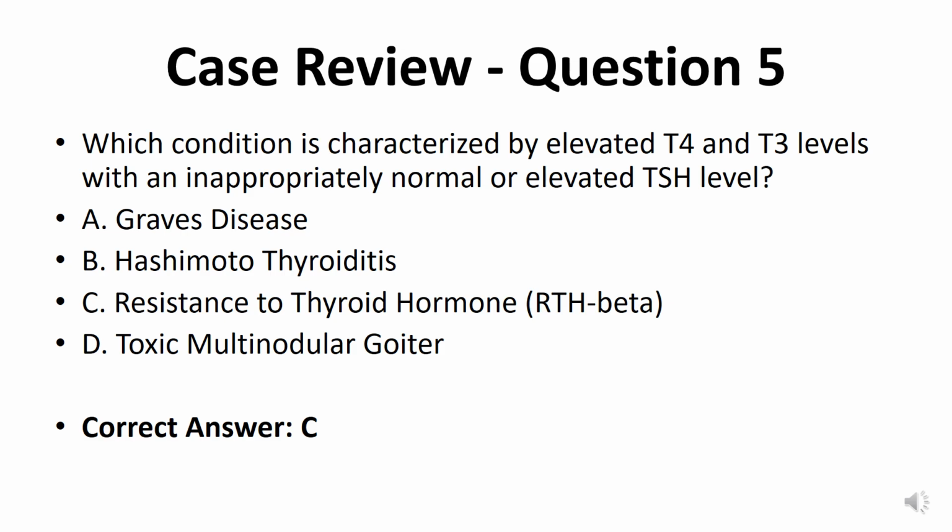Even though T4 and T3 are high, the pituitary continues producing TSH at normal or mildly elevated levels instead of suppressing it appropriately. This creates the classic laboratory pattern seen in RTH-beta: elevated T4 and T3 with an inappropriately normal or elevated TSH. That mismatch is the key clue in the question.